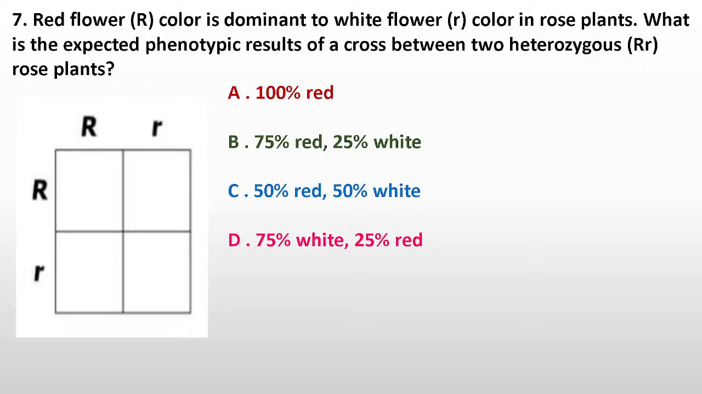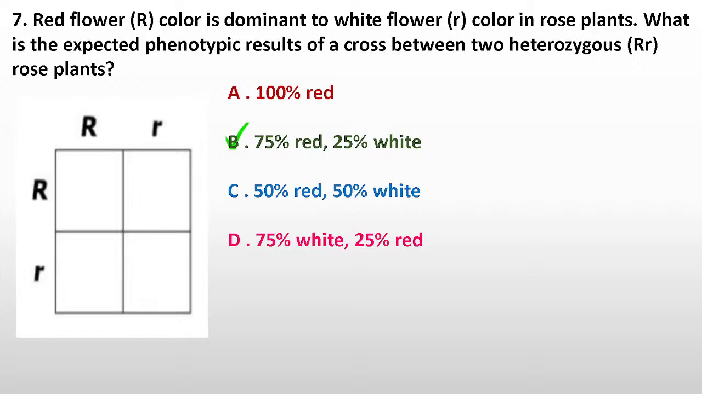So answer me for question number 7. The correct answer for this question is B. Jatinder, it will not be 100% red, because what is given is a cross between capital R small r into capital R small r.